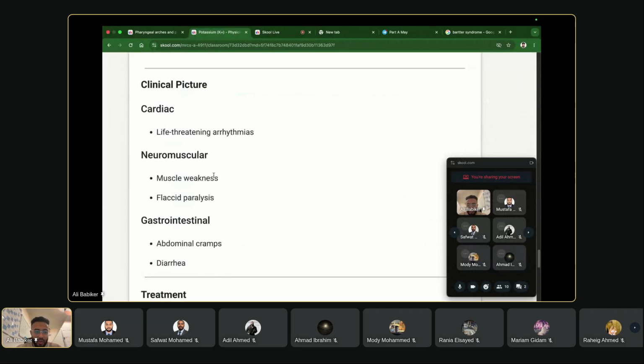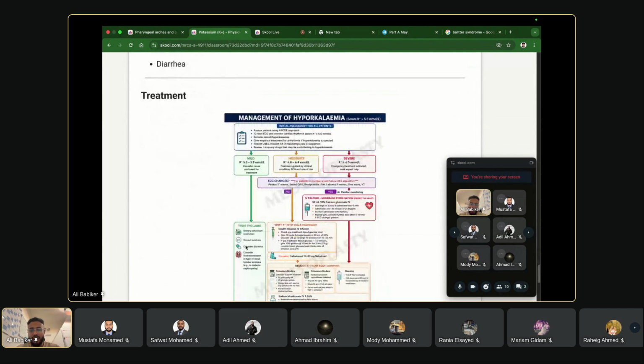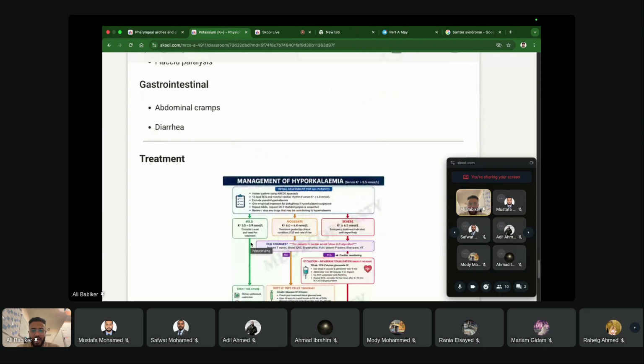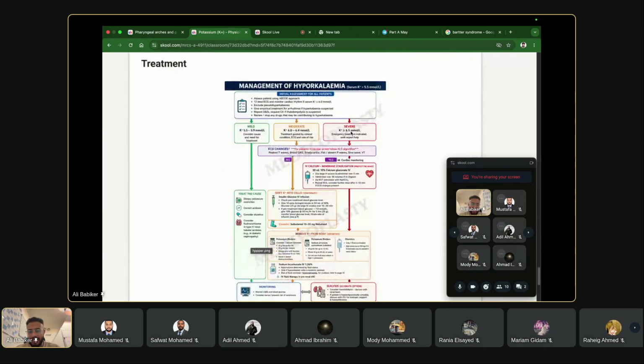Neuromuscular will lead to muscle weakness and flaccid paralysis. Gastrointestinal will lead to abdominal cramp and diarrhea. And this is the management of hypokalemia. You have mild, moderate, and severe.